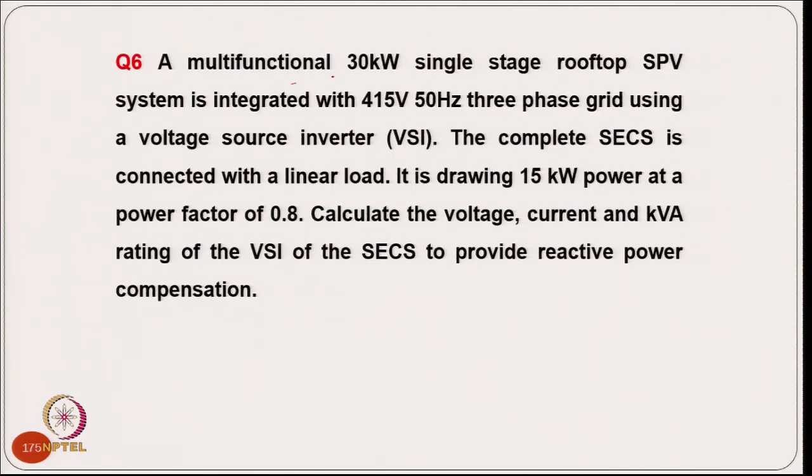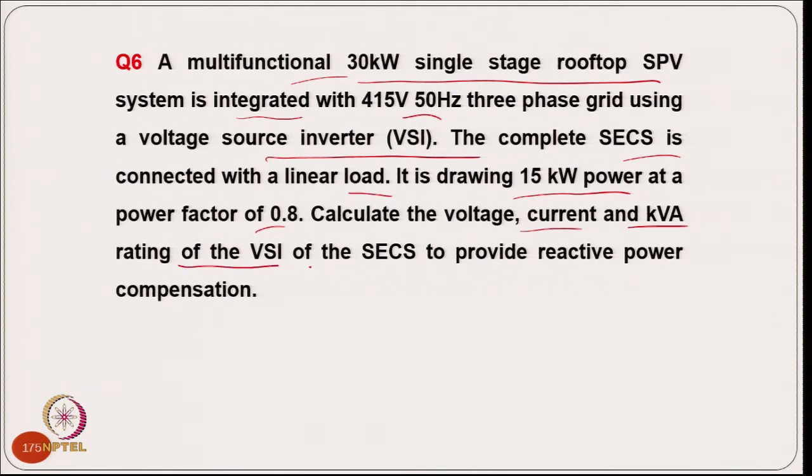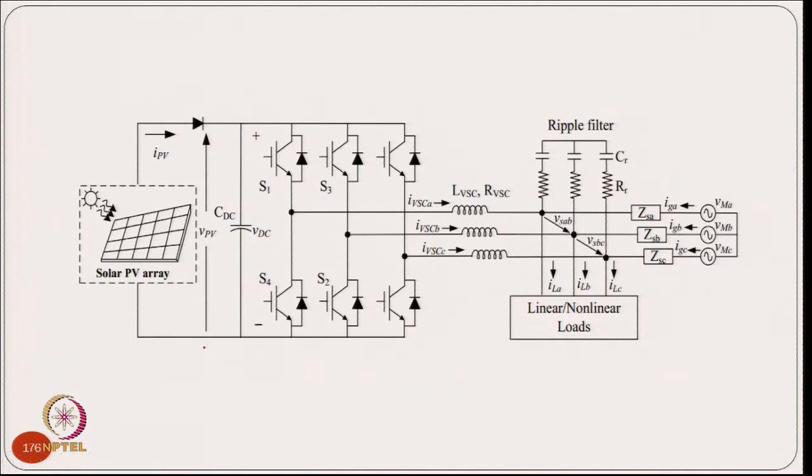Now, coming to the sixth example: a multifunctional 30 kilowatt single stage rooftop solar photovoltaic system is integrated with the 415 volt 50 hertz 3 phase grid using a voltage source inverter. The complete solar energy conversion system is connected with a linear load, drawing 15 kilowatt power at a power factor of 0.8. Calculate the voltage, current and kVA rating of the inverter of the solar energy conversion system to provide reactive power compensation.